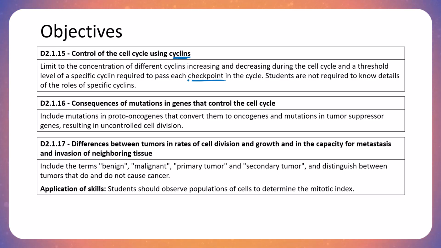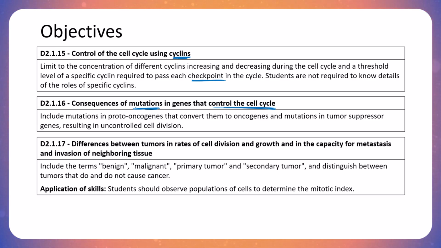D2.1.16 is consequences of mutations in genes that control the cell cycle. So there are gene coding regions that are going to help control the cell cycle, and just like any other gene, they can become mutated or can experience mutations. And so we're going to talk about the consequences of those mutations and how that ultimately fails to control, or overregulates or underregulates, the cell cycle.